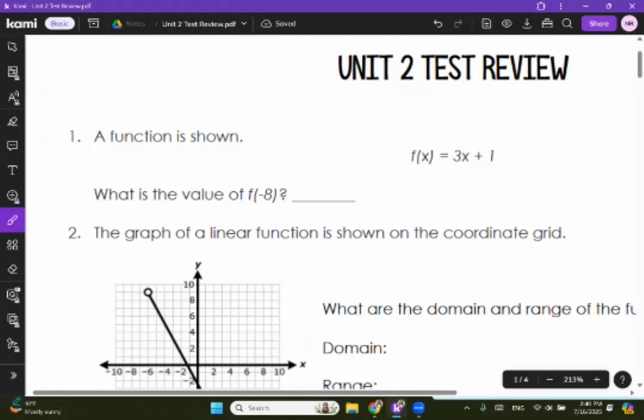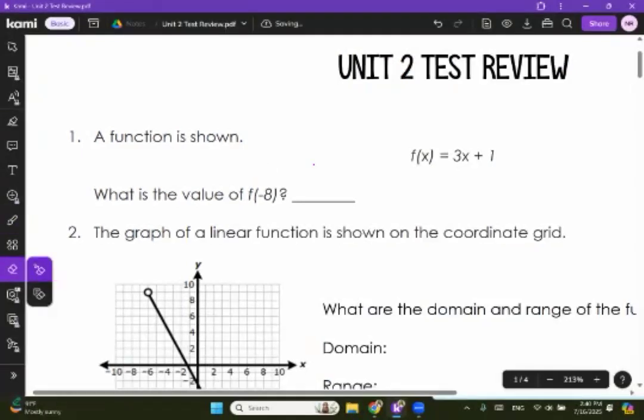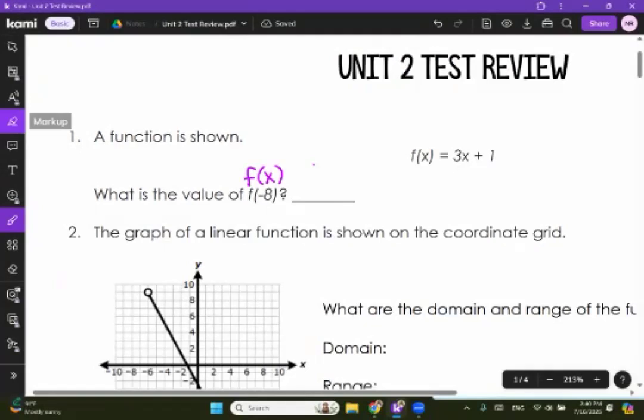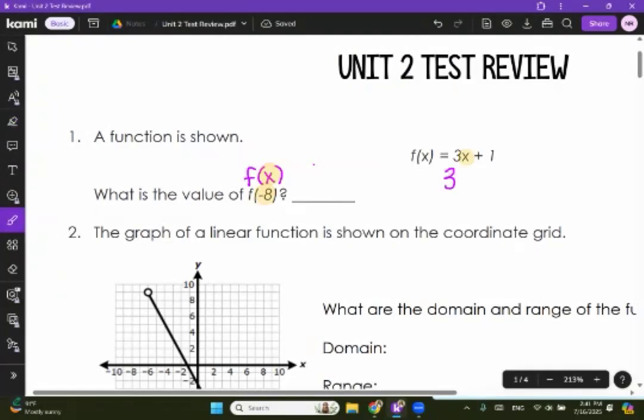So starting with the first one, what is the value of f of -8? Anytime you see f of something, your mind should automatically be going to f of x, right? And that lets you see that -8 is in the same spot as x. So you would plug it in anywhere you see an x. 3 times -8 plus 1. Well, you could type that in the calculator, but 3 times -8 is -24. -24 plus 1 is -23.